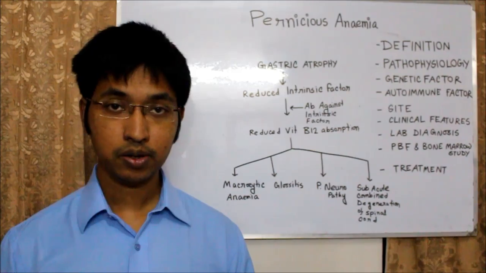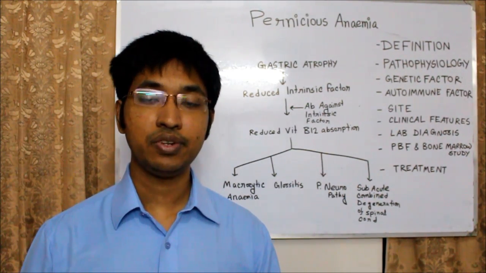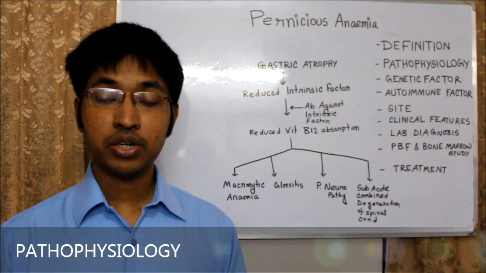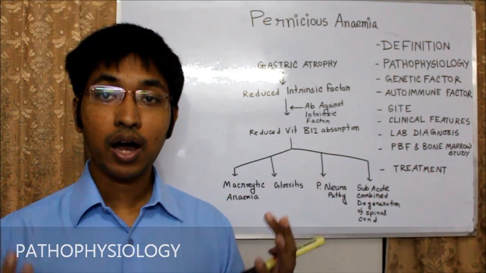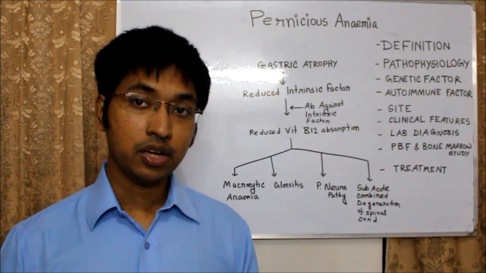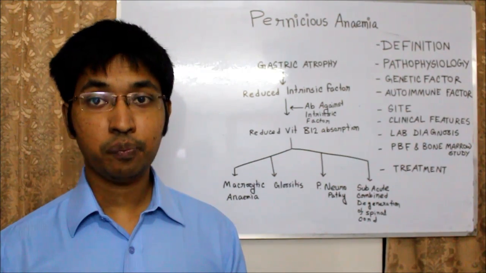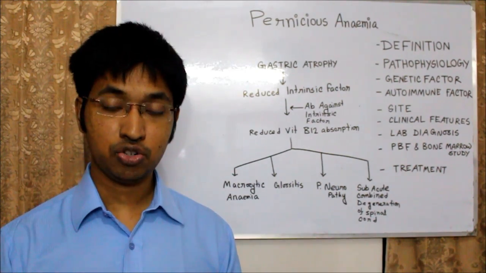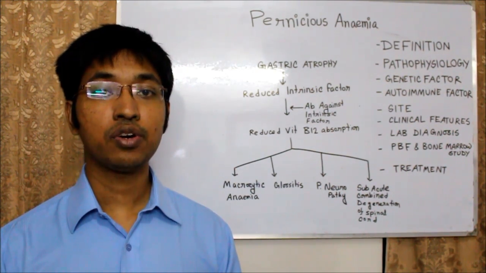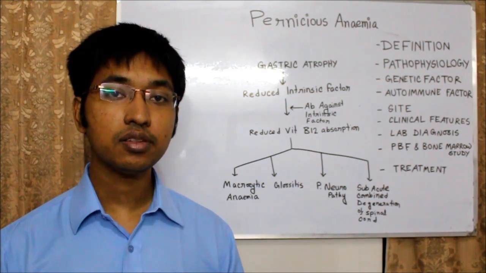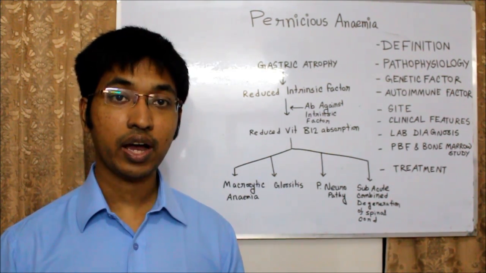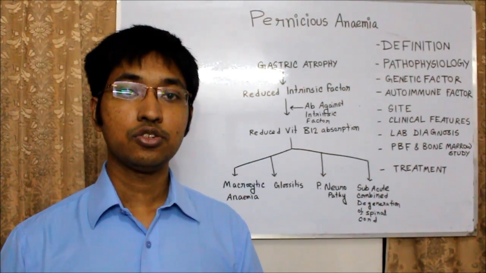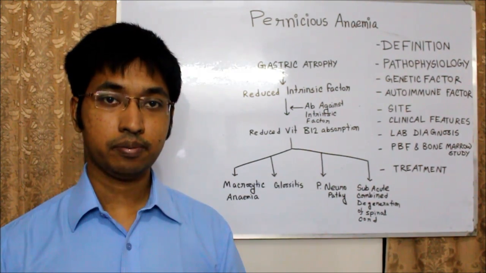Okay, so now that we have cleared the definition of pernicious anemia, now we will discuss how pernicious anemia develops or why pernicious anemia develops. Okay, so regarding the pathophysiology of pernicious anemia, you will see in your textbook that there are mainly two factors responsible for development of pernicious anemia. The first one is genetic factors and the second one is autoimmune factors. Okay, so we will discuss these things one by one.